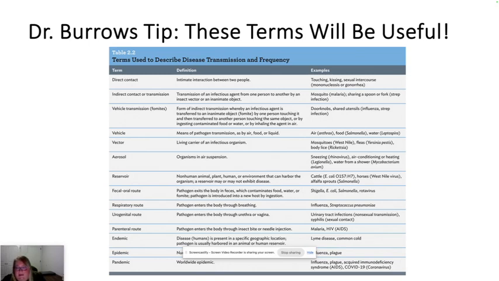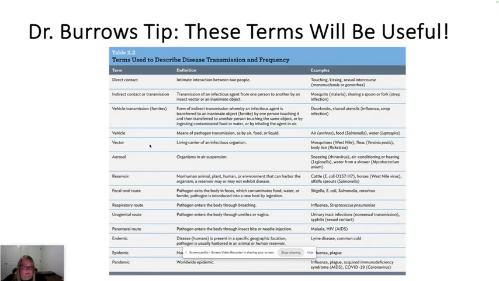Okay, so we have another table of terms. These ones are pretty important. I would read through them and know them. But I would definitely pay a lot of attention to vehicle transmission. So fomites. Fomites are just inanimate objects.